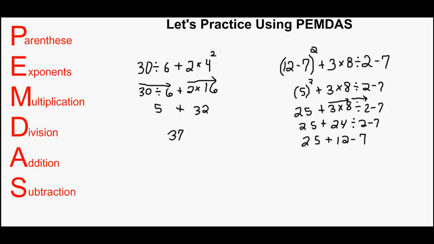Our last category is addition and subtraction. First, I'll be doing the adding as I read left to right. Take that answer and then subtract 7. 25 plus 12 is 37. Now, minus 7, our last step, we get the answer, 30.